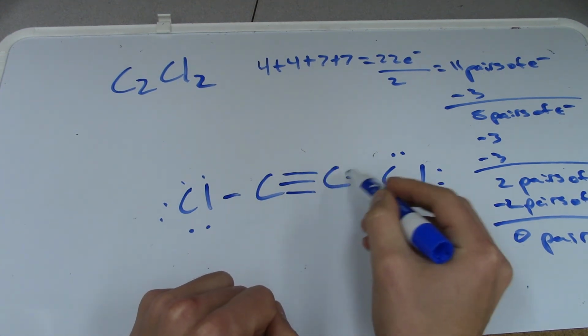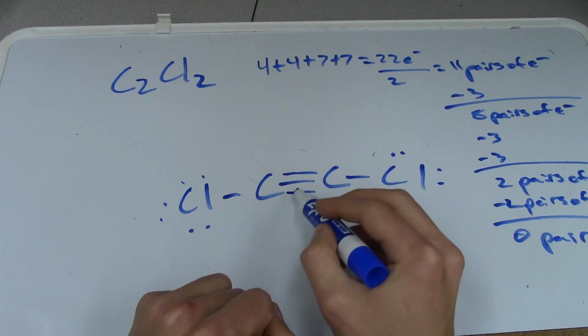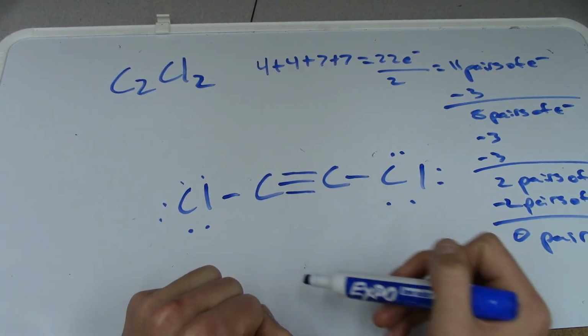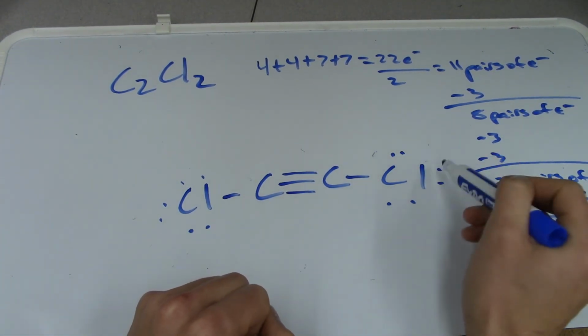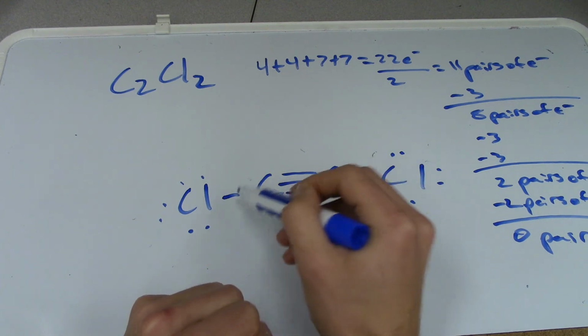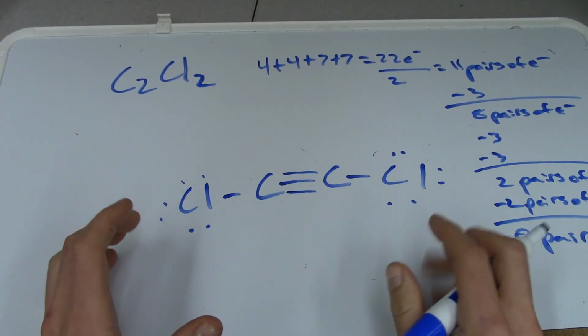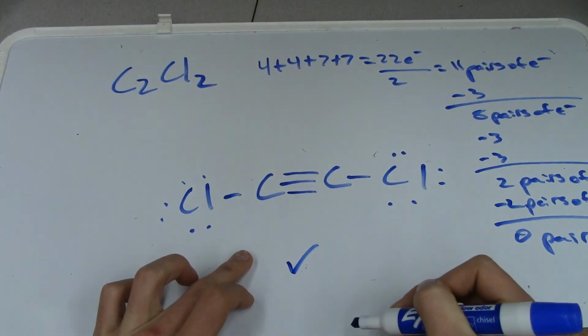This carbon now has 8 electrons total, stable. This carbon also has 8 electrons total, stable. And I used a total of 11 pairs of electrons. 1, 2, 3, 4, 5, 6, 7, 8, 9, 10, 11. So I used the correct number of electrons. Every atom is stable. This is the correct formula structure for C2Cl2.